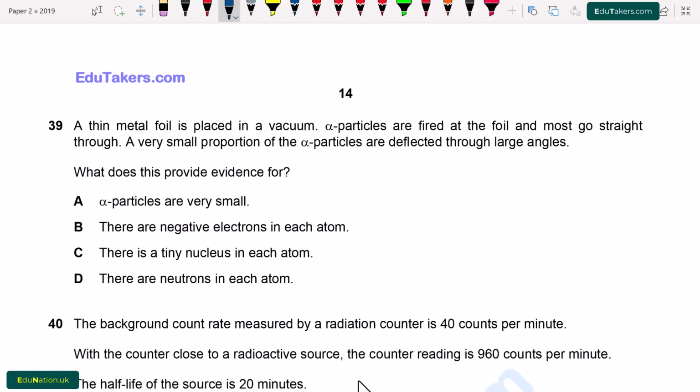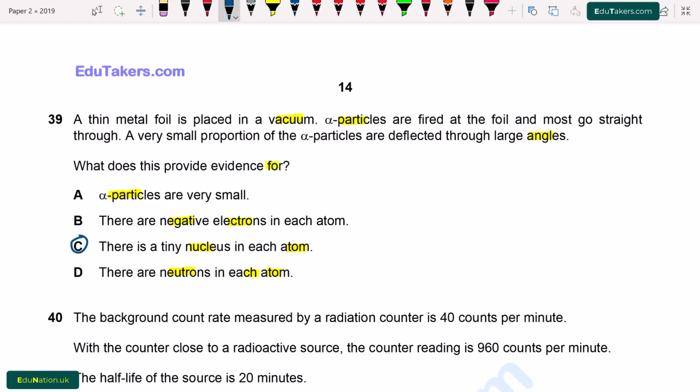Question number 39. A thin metal foil is placed in the vacuum. Alpha particles are fired at the foil and most go straight through. A very small proportion of the alpha particles are reflected through the large angles. What does this provide evidence for? Option A. Alpha particles are very small. B. There are negative electrons in each atom. C. There is tiny nucleus in each atom. D. There are neutrons in each atom. From here, option C is correct, because there is a tiny nucleus in each atom. So option C is correct.